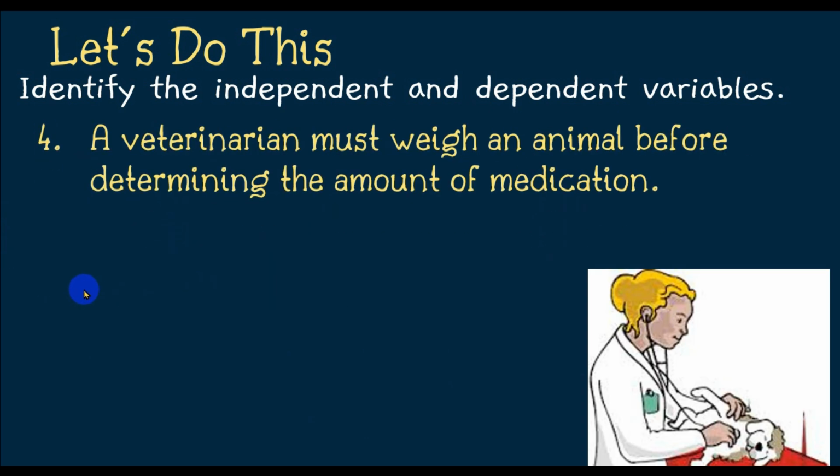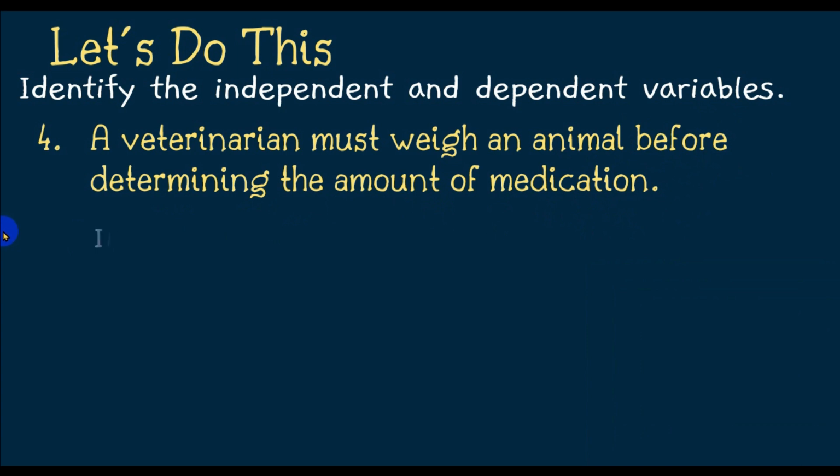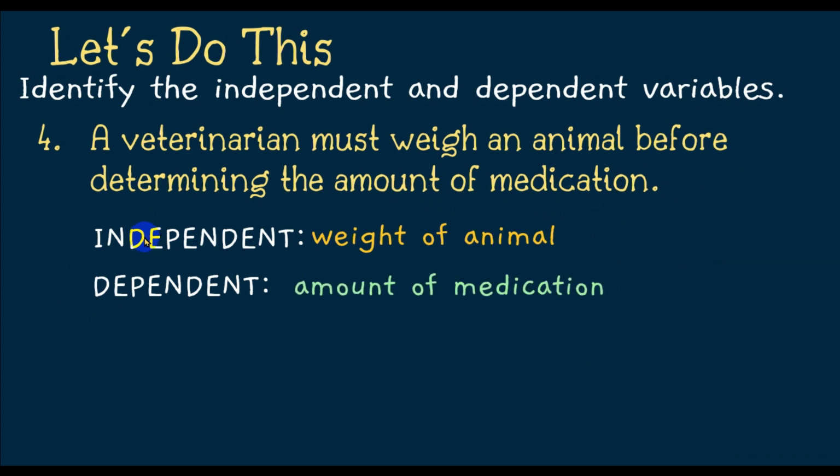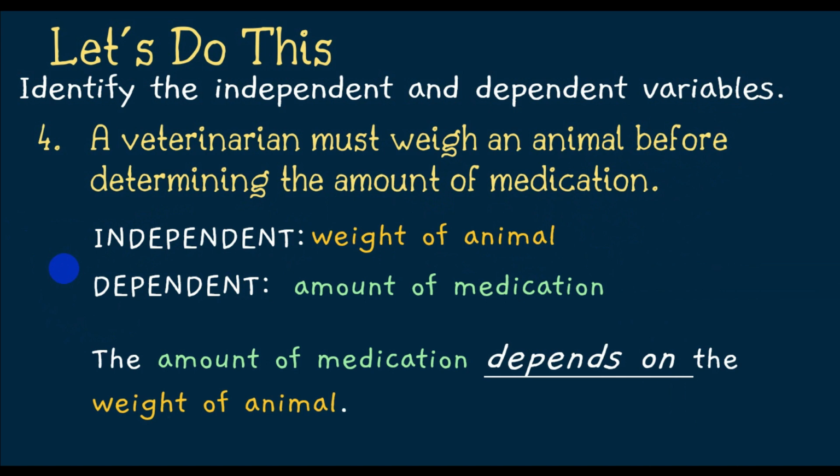Number 4, a veterinarian must weigh an animal before determining the amount of medication. May clue word naman tayo, di ba? Before determining the amount of medication. So, for this example, the independent variable comes first before the dependent variable. The independent variable is that we have to know the weight of the animal before giving the amount of medication. So, the independent variable is the weight of the animal and the dependent variable is the amount of medication. In other words, the amount of medication depends on the weight of the animal.